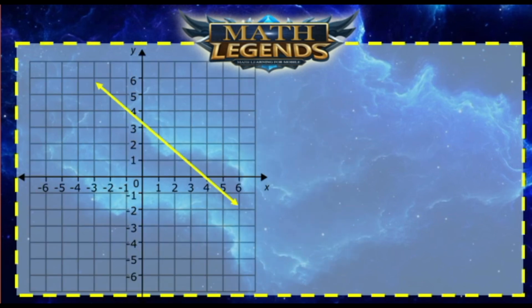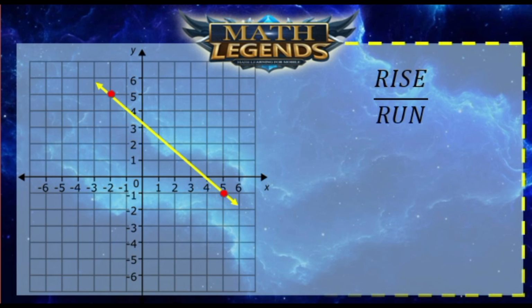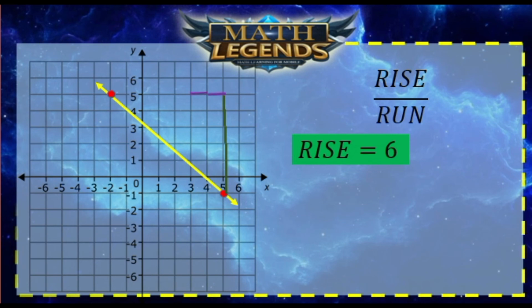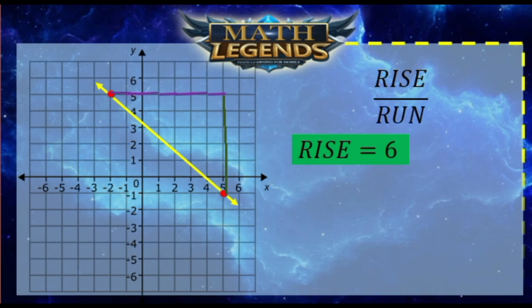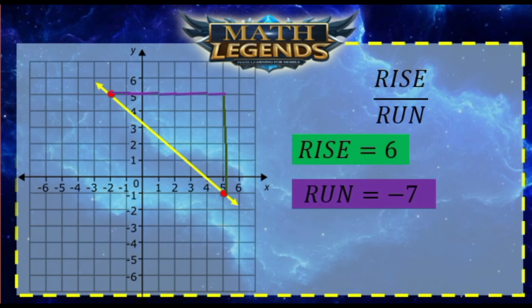Now, given the Cartesian plane and a line and a given 2 points, let us try to find the rise over the run. Let us count the rise, which is 1, 2, 3, 4, 5, and 6, wherein rise is equivalent to 6. And for the run, we have 1, 2, 3, 4, 5, 6, and 7. So we have here the run, which is 7, and since it is going to the left, we will have the run that is equal to negative 7.